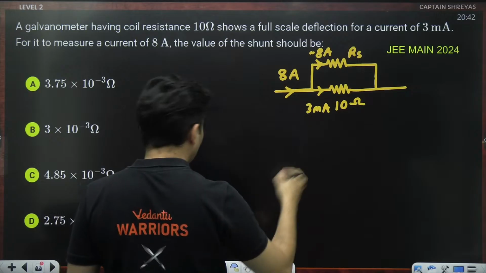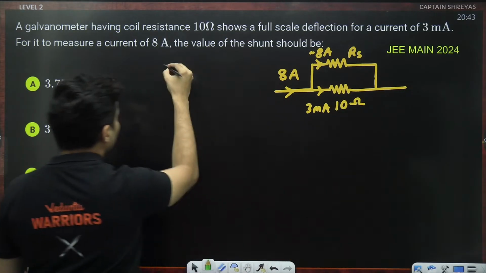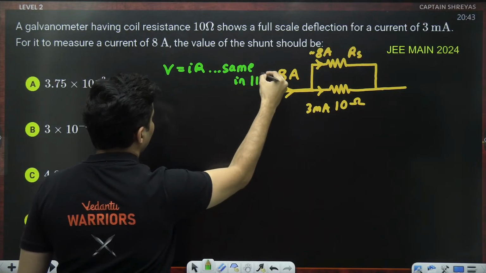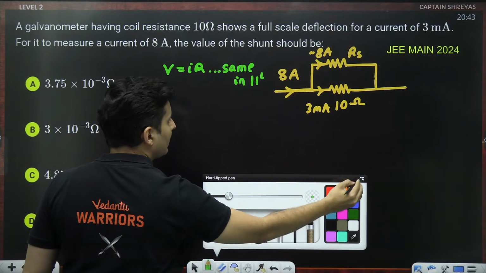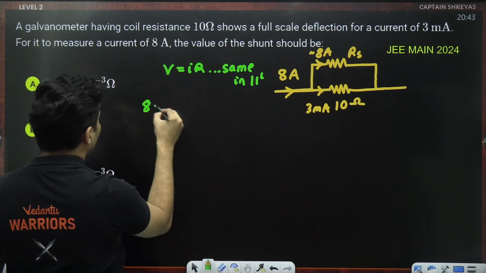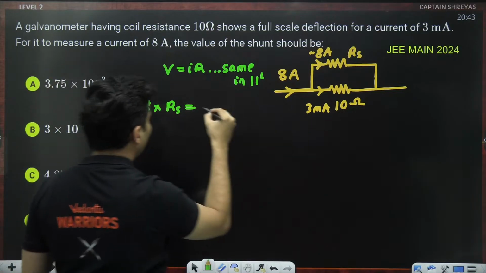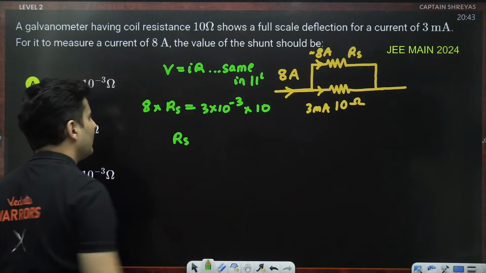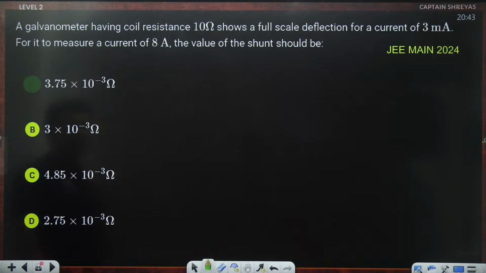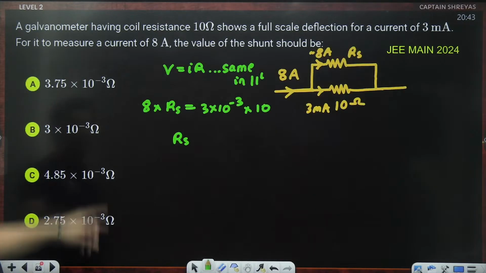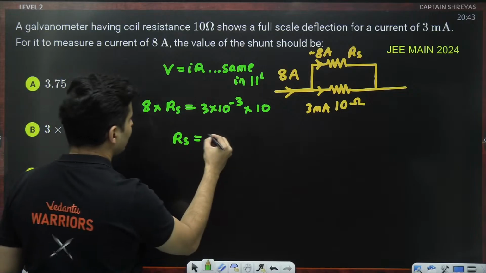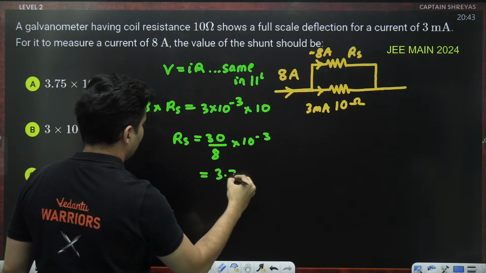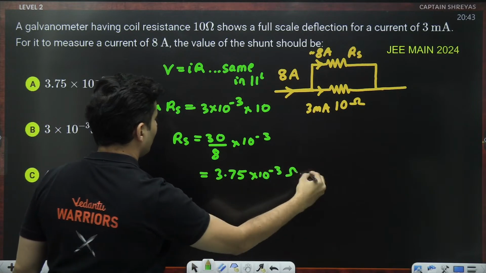Now again use the concept that since they are in parallel, the voltage which is IR is going to be the same in a parallel circuit. So you can directly say I into R, which is 8 multiplied by RS, will be I into R, which is 3 into 10 to the power minus 3 into 10. From this, you will get the value of RS. Just check if you are getting it as 3.75 into 10 to the power minus 3. Yes, so it should be 30 divided by 8 into 10 to the power minus 3. 30 divided by 8 is 3.75, 10 to the power minus 3 ohms. Perfect.